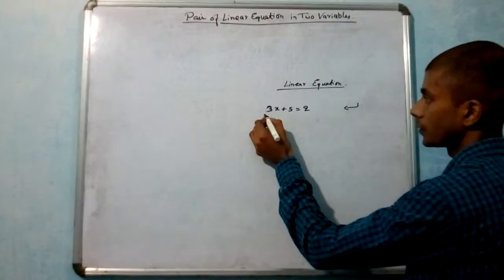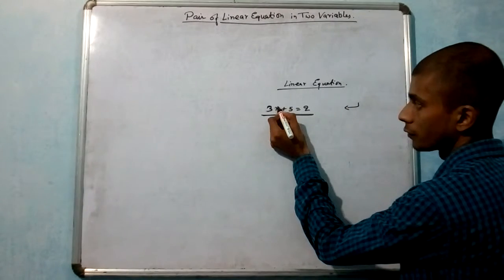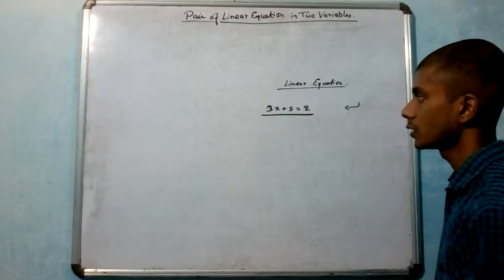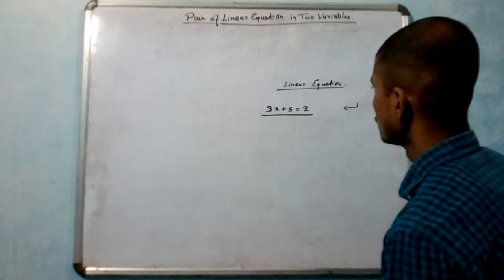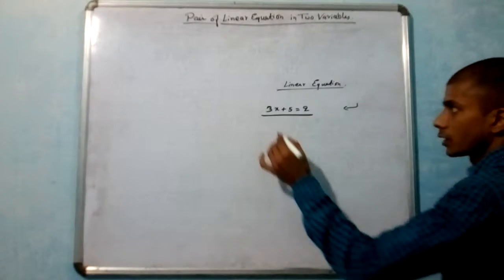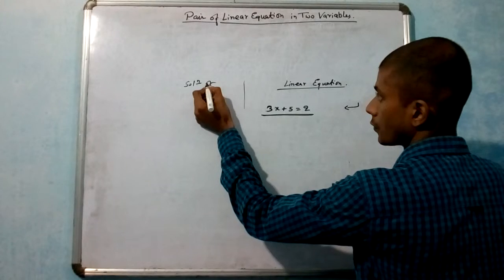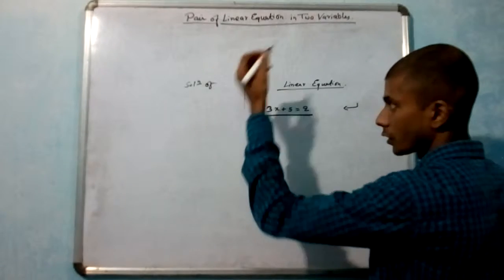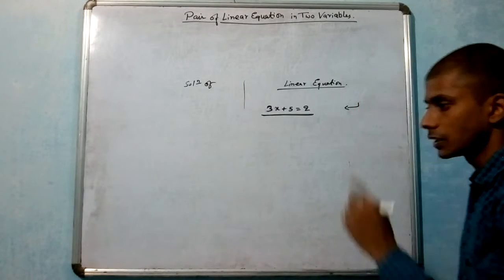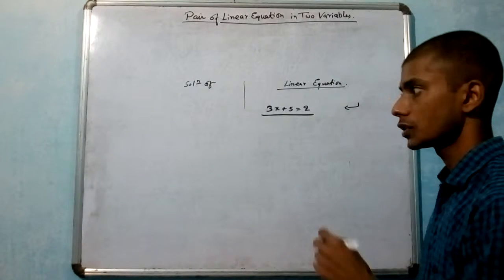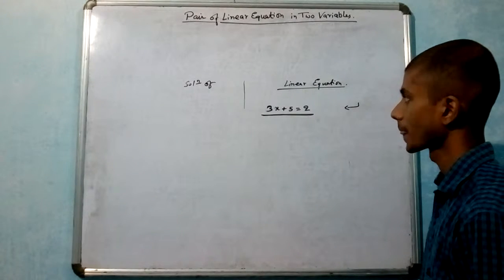Fine. So 3x plus 5 is equal to 2 is a linear equation, because the highest degree of the variable present here is 1, that's why it's a linear equation. Now we have something called the solution of any equation. We saw the solution of a quadratic equation, that value of the variable which, when substituted, will satisfy the equation.